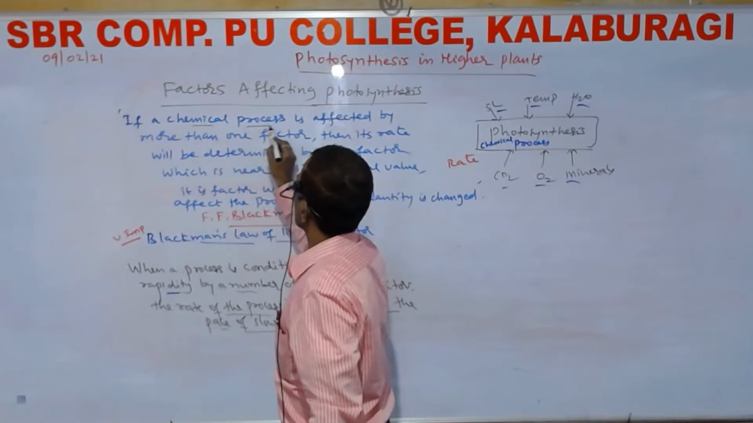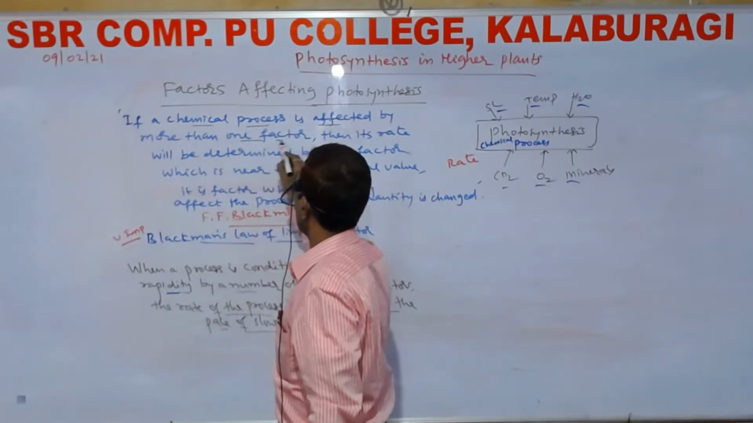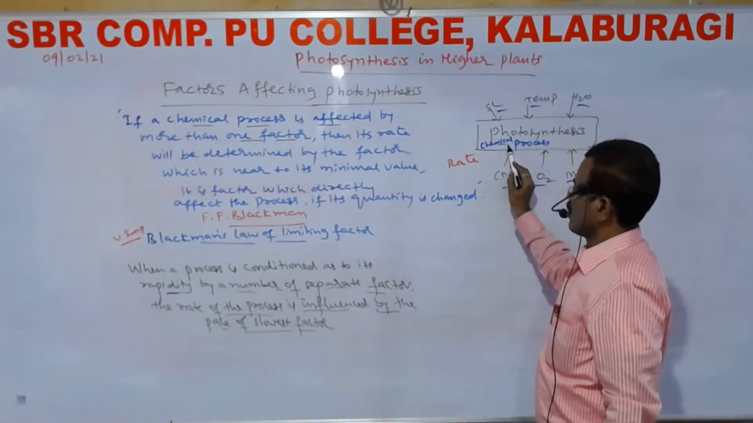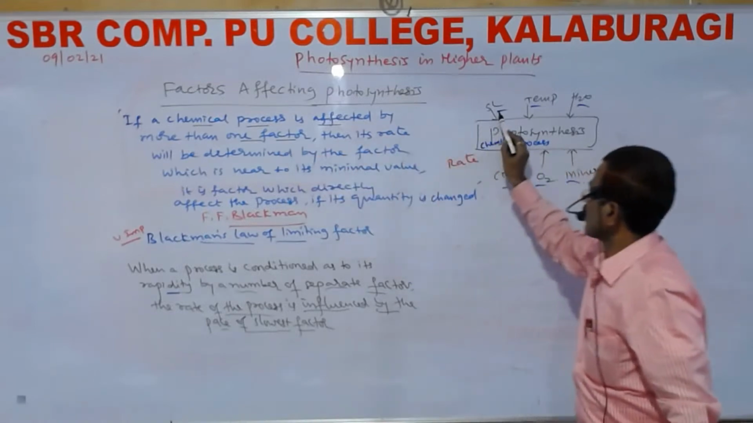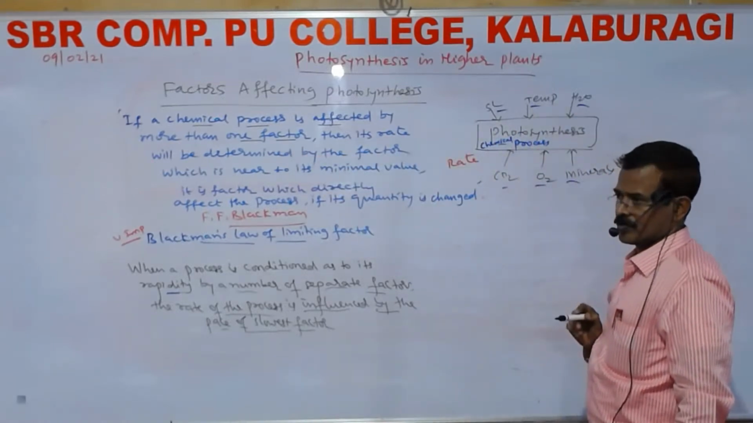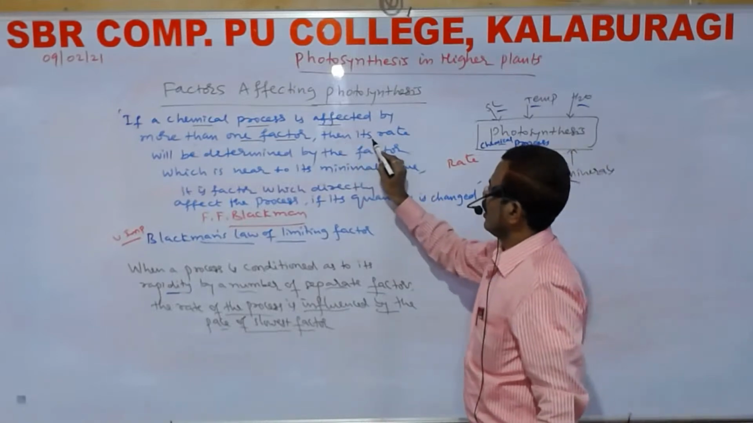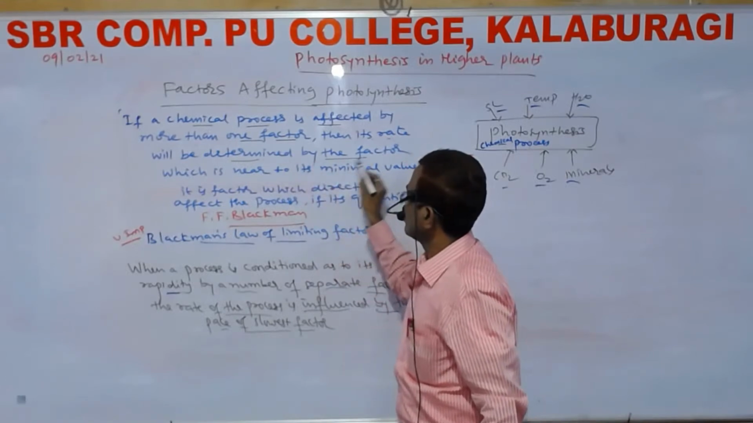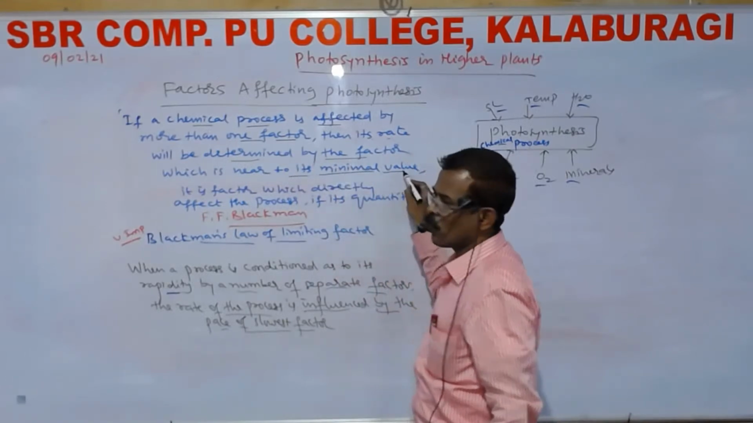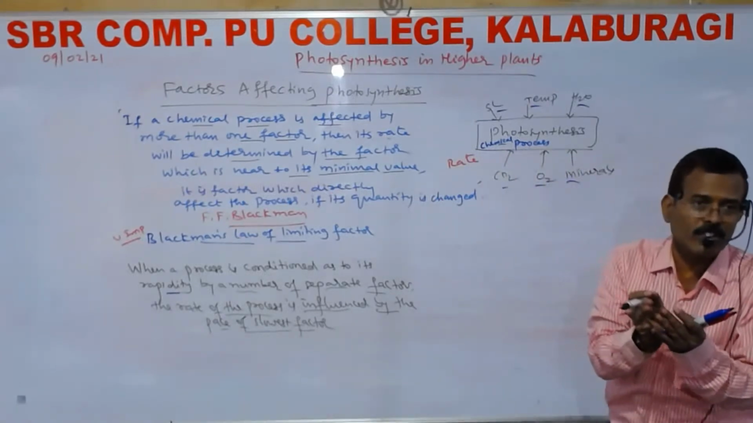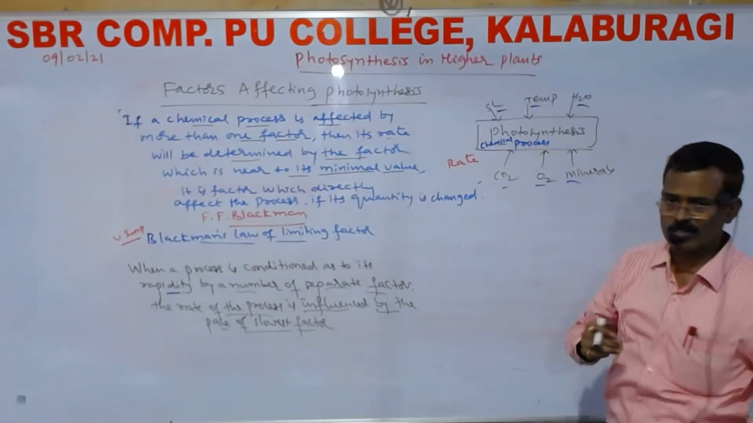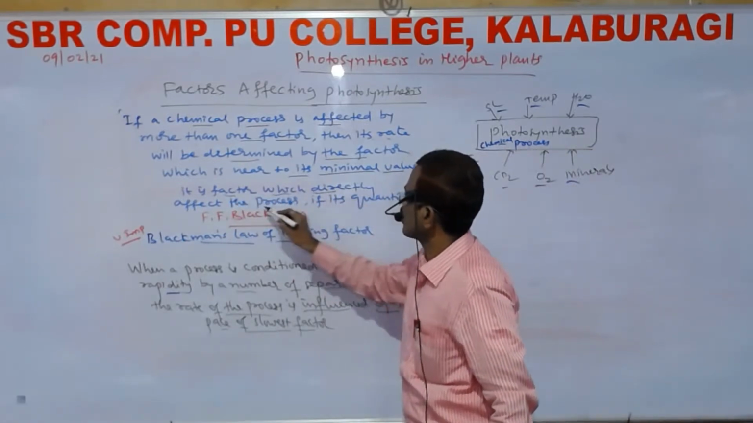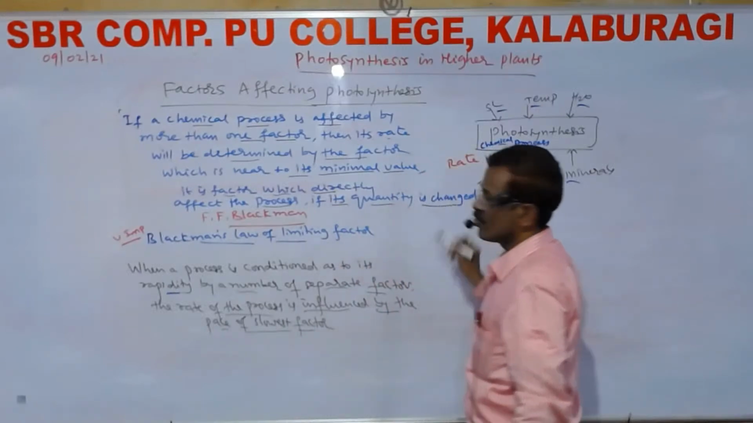If a chemical process is affected by more than one factor, the chemical process here is photosynthesis. It is affected by more than one factor. These are the factors. Then its rate, the photosynthetic rate, will be determined by the factor which is near its minimal value. Minimal value means the one which is present in small concentration. So it is this factor which directly affects the process if its quantity is changed.